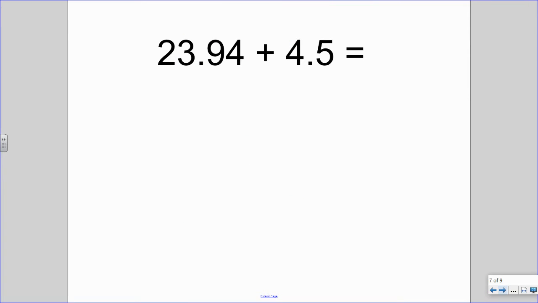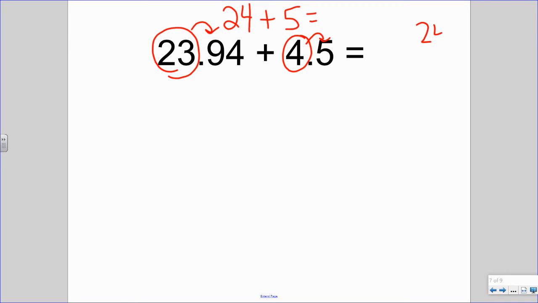So let's take a look at this one. I'm going to go ahead and estimate first by rounding to the nearest whole number. So 23 94/100 is about 24. And 4 5/10, well, that's about 5. And 24 plus 5, if you don't know what that is mentally, you are more than welcome to set up a problem like this. I know that my answer should be about 29.